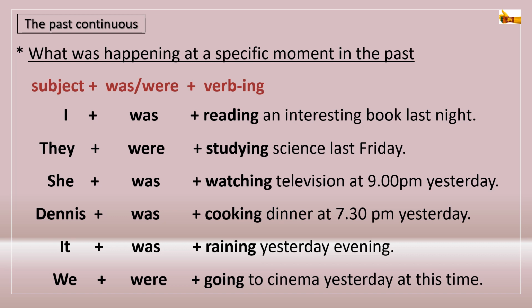What was happening at a specific moment in the past? I was reading an interesting book last night. They were studying science last Friday. She was watching television at 9 p.m. yesterday. Dennis was cooking dinner at 7:30 p.m. yesterday. It was raining yesterday evening. We were going to the cinema yesterday at this time.